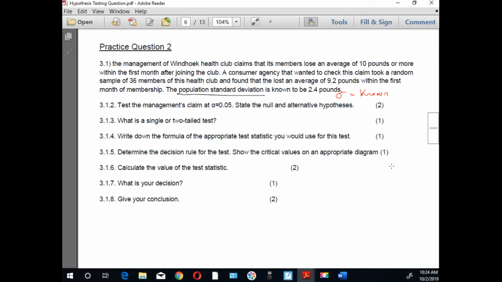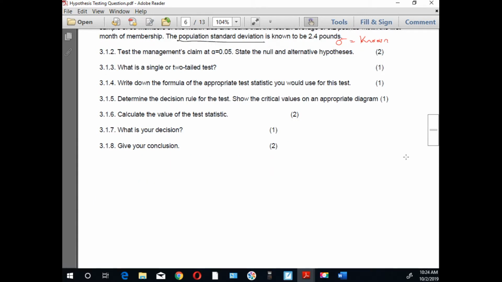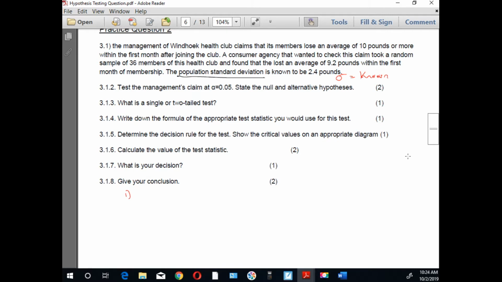So this is known. So definitely we're going to use our Z distribution, and we start. Test the management's claim at alpha equals 0.05. State the null and alternative hypothesis. So the first part, null and alternative hypothesis. So we know H0, H1, mu.